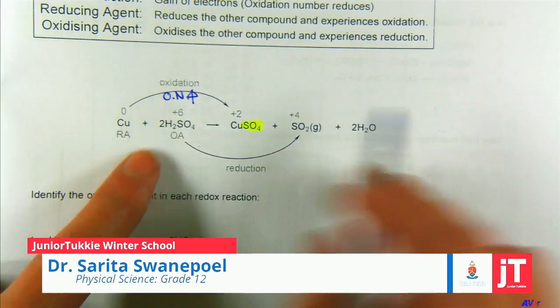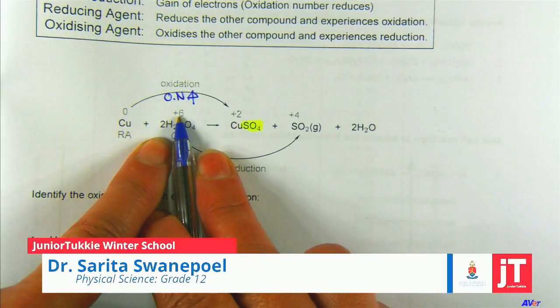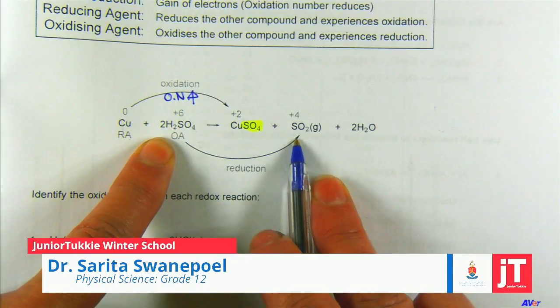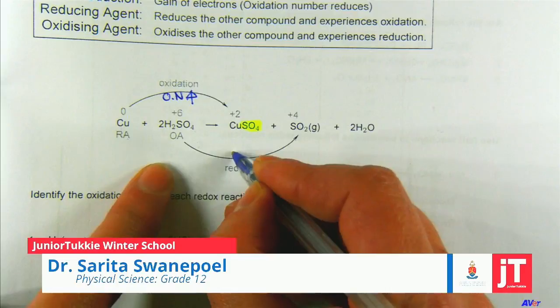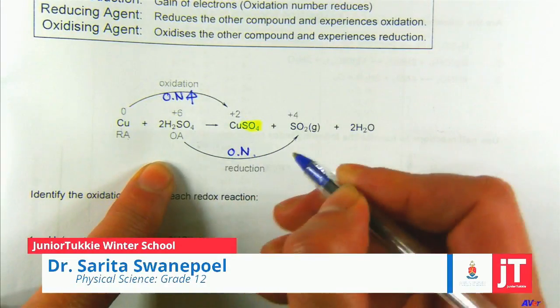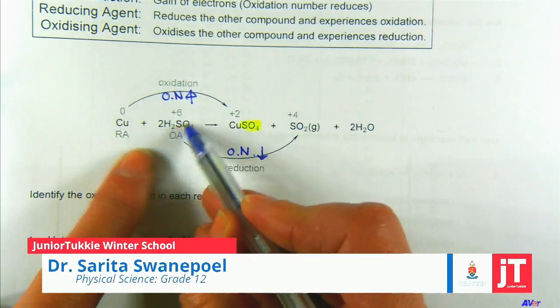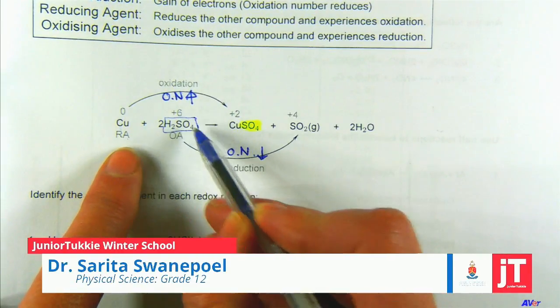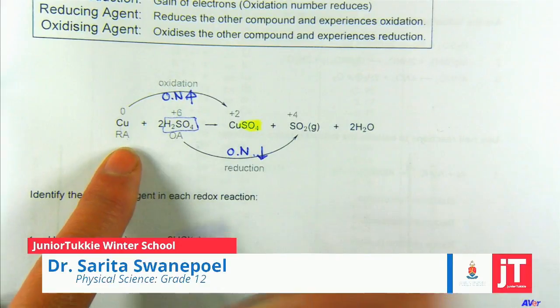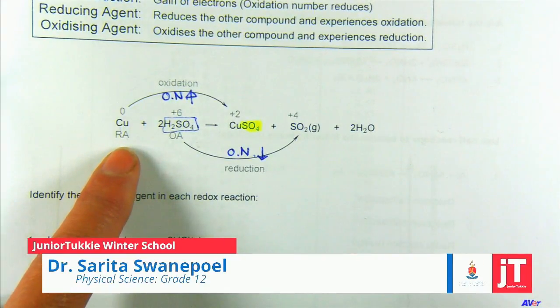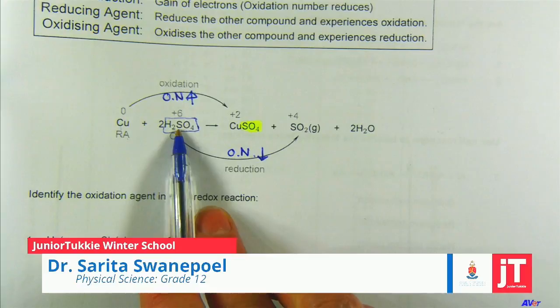Now look at the sulfur. Sulfur on this side, plus 6. Sulfur on that side, plus 4. What happened to the oxidation number? It reduced. So we're saying sulfuric acid is reducing. It's undergoing reduction. Right. Now actually I looked just at the sulfur.